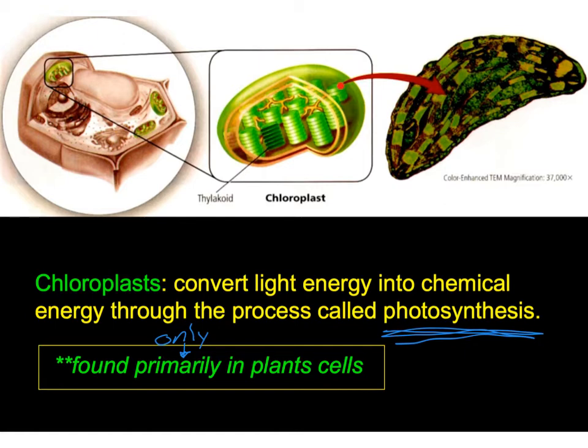Now, if you look at the internal structure, you'll see that it's very interesting. You have this overall organelle, and then inside of it are these stacks. They look almost like pancakes. The stacks are called grana, which are stacks of these little pancake-looking things called thylakoids. And we'll learn in the next unit what's actually happening at these different regions of the chloroplast.